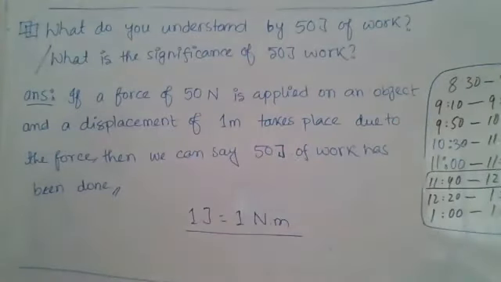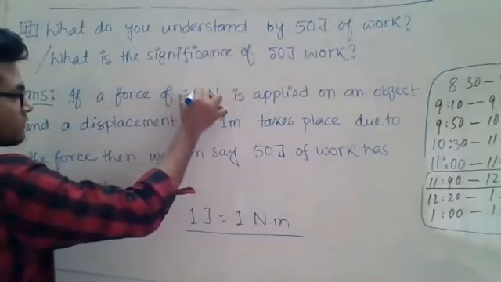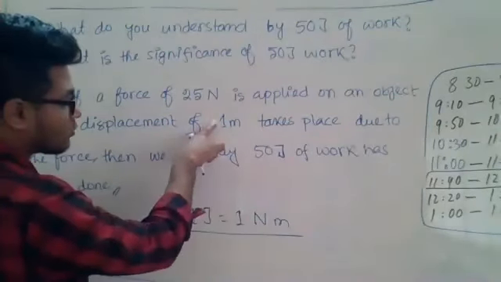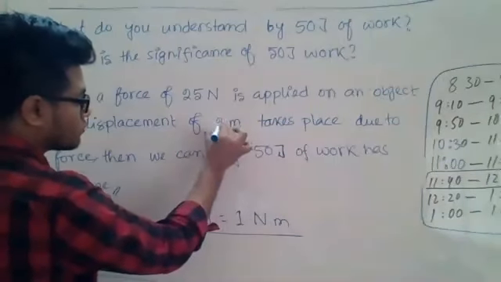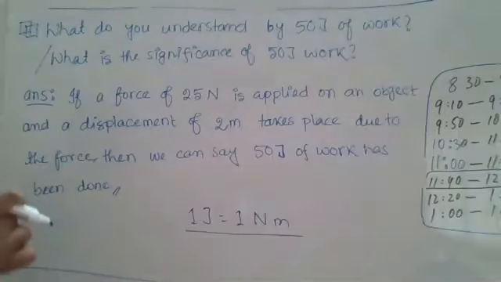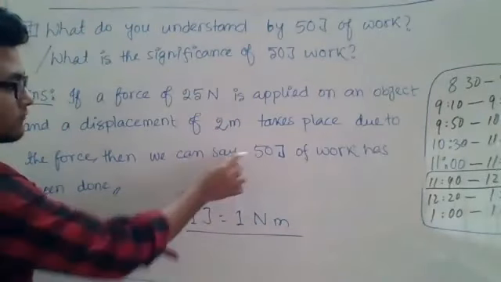Now we can put it in a different way. Let us say he did not apply 50 newton force. He applied 25 newton force. So the displacement now has to be 2 meters. Very good. Excellent. The multiplication has to be equal to 50.